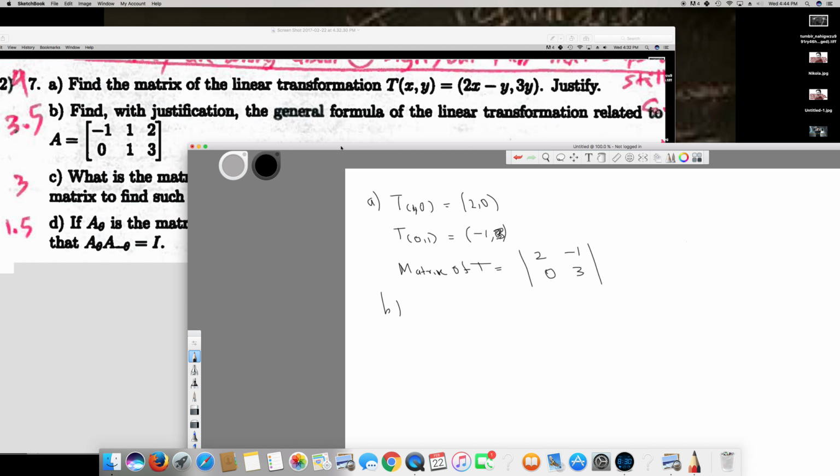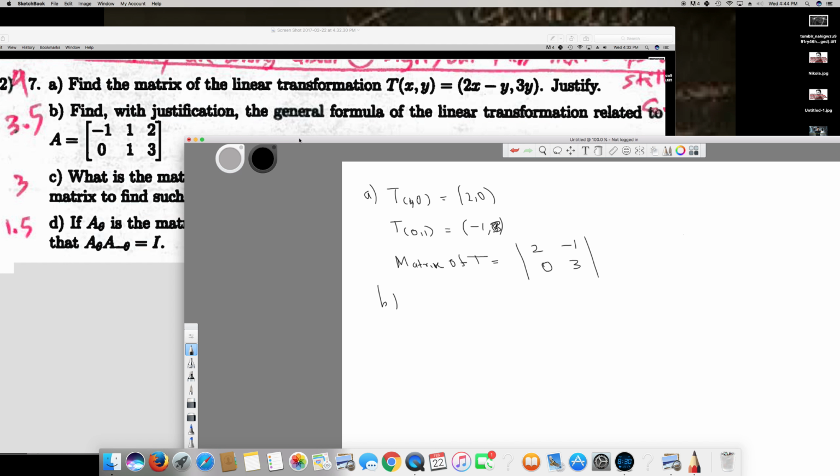And question B is asking: find, with justification, the general formula of the linear transformation related to A, which is equal to the matrix with rows (-1, 1, 2) and (0, 1, 3). Since we have this here, we have to find the general formula. First I write this matrix, minus 1 1 2, 0 1 3. If you see, we have three different variables, so it's going to be x y z. To find the general formula, I have to multiply it by those variables.